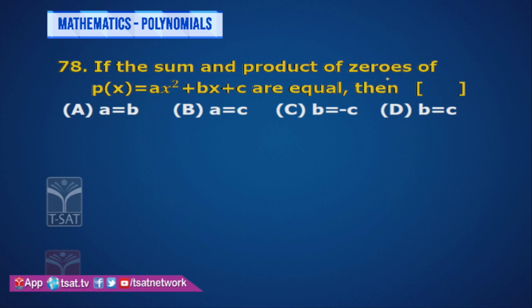If the sum and product of zeros of p of x equals ax square plus bx plus c are equal, then the sum of the zeros equals the product of the zeros. The sum of the zeros is minus b by a, and the product of the zeros is c by a. Then a gets cancelled on both sides. What will we get? Minus b equals c, or b equals minus c. The option C is the correct one.